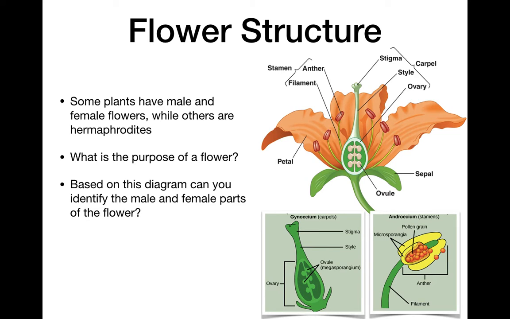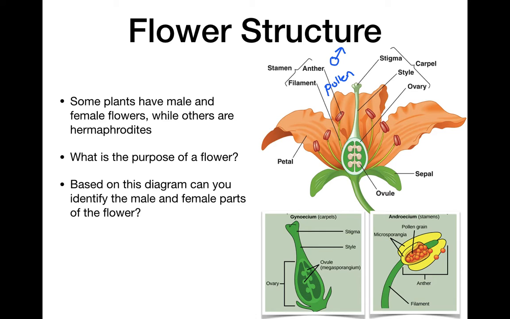So we look up here, the stamen and all the parts that are attached to it are the male parts of the flower. Okay, so the anther is where you have the pollen, and pollen is basically equivalent to flower sperm, and the filament holds it up. That together makes the stamen.